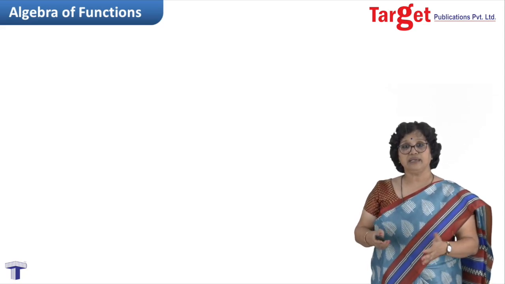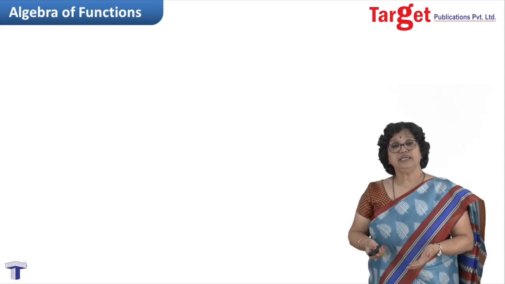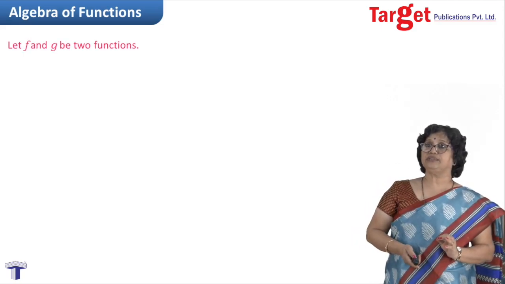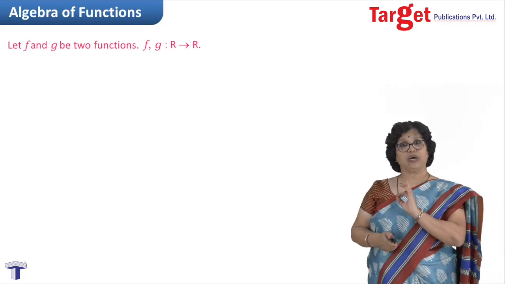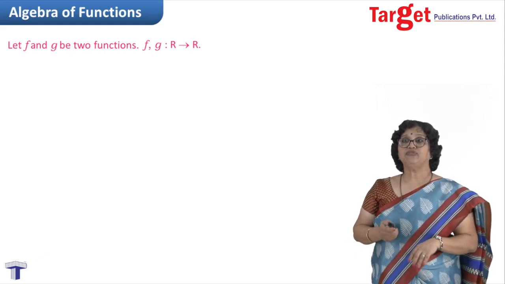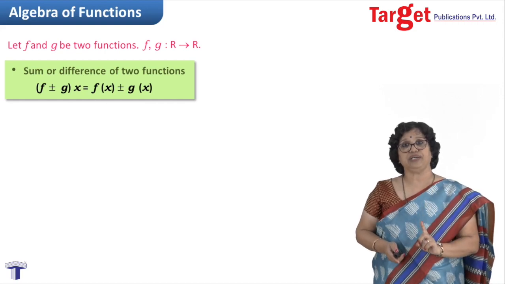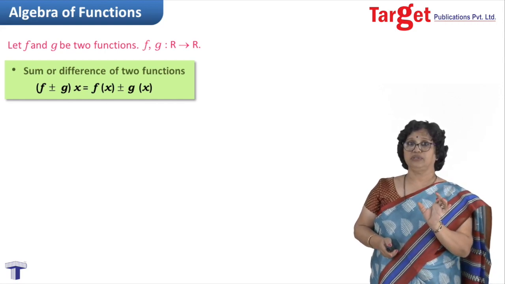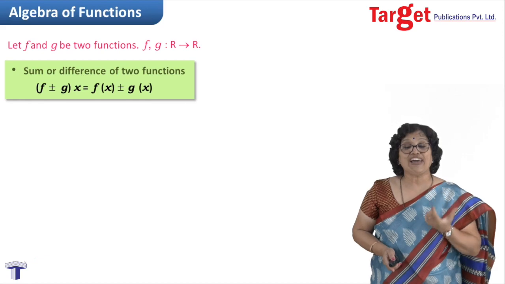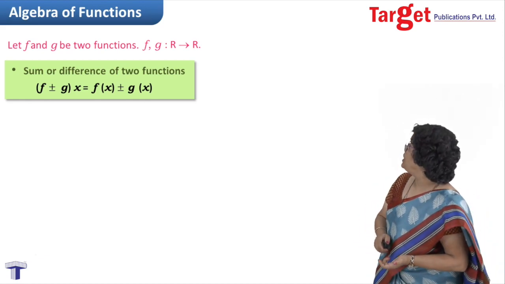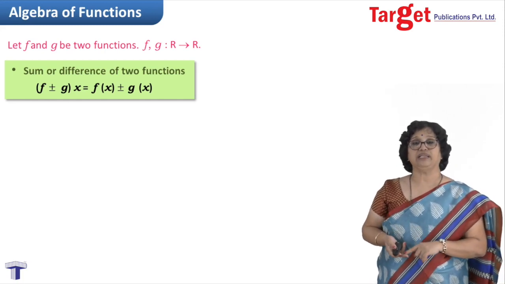Can we subtract one from the other? Can we multiply two functions? And so on. So the first thing is, f and g are two functions and both are defined from R to R. Then the first rule is f plus g or f minus g. This is the name of the function now. You may call it h also. f plus g, f minus g when applied on x gives you f(x) plus g(x) or f(x) minus g(x).